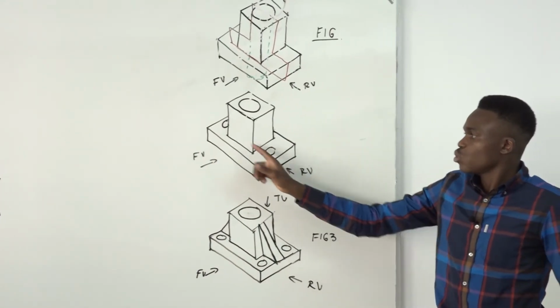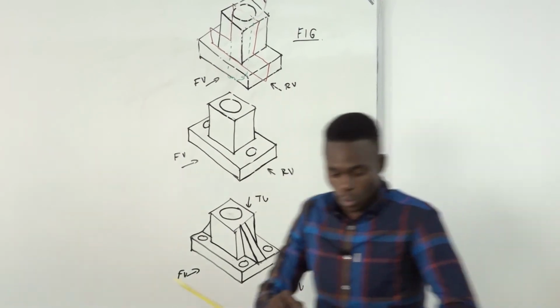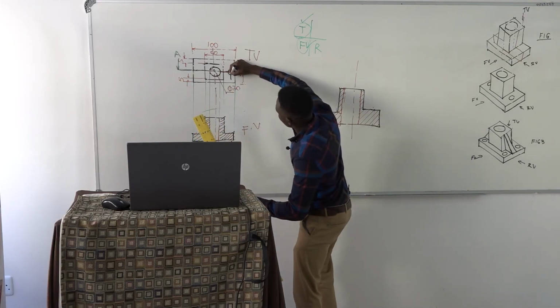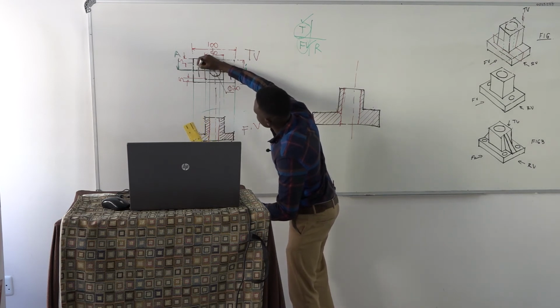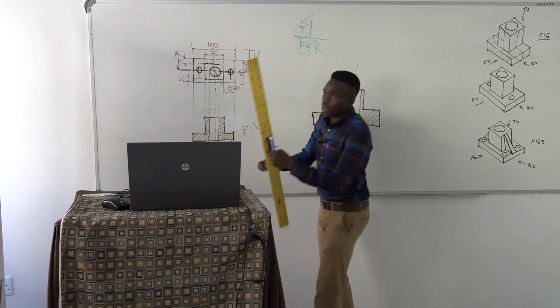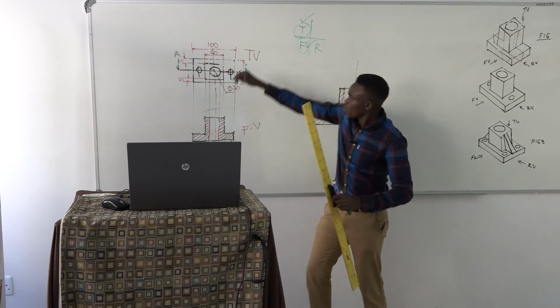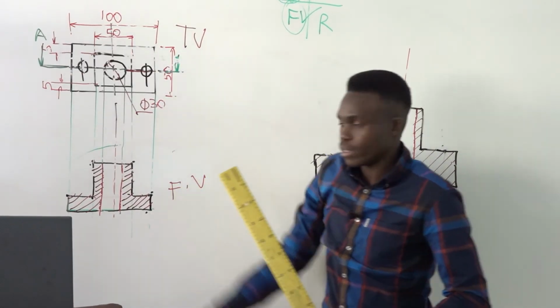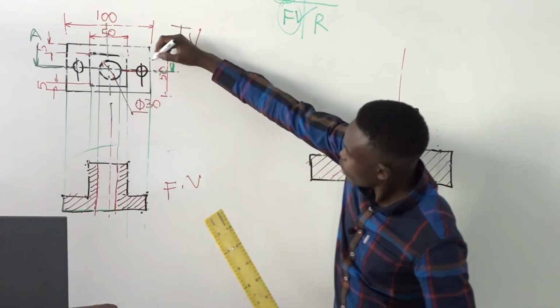Now I've included two holes. I want to ask you a question. What will happen if now there's a hole there and there's a hole somewhere there? Now the cutting plane has gone through the first hole, the second hole, and the third hole. The answer is easy.